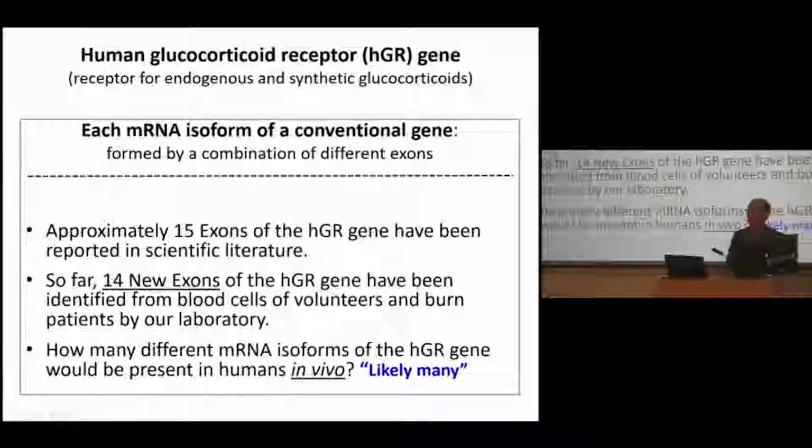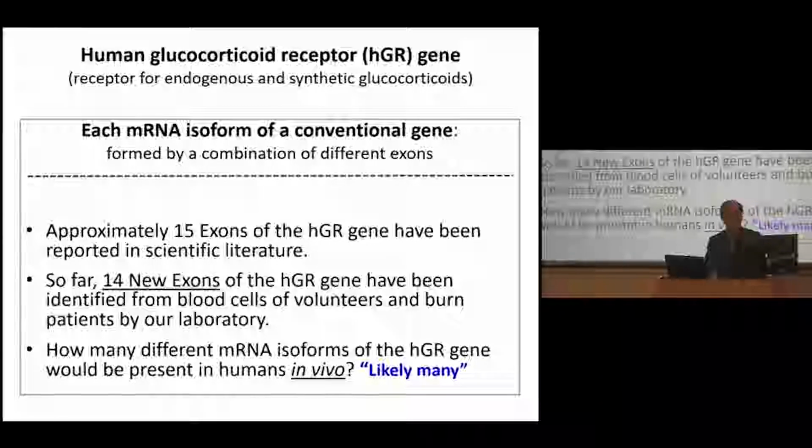From our studies of the human glucocorticoid receptor, we found that it can make many different messenger RNAs and many different proteins. Each messenger RNA isoform of a conventional gene is formed by a combination of different exons. So if there are more exons, you expect more messenger RNA isoforms produced by a single gene. So far, about 15 exons of glucocorticoid receptor have been reported by scientists outside of our lab.